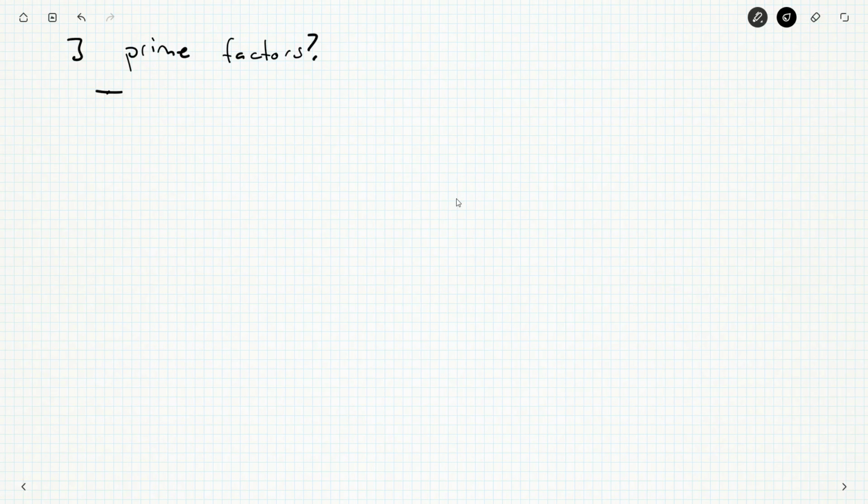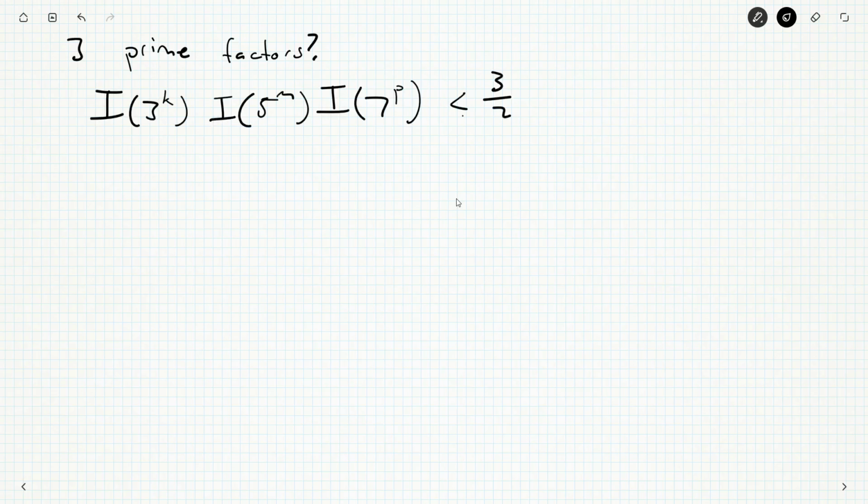So that would be something like, at best we would have I of 3 to the k, I of 5 to the m, and I of 7 to the p. I don't know. But that's going to have to be less than 3 over 2, 5 over 4, 7 over 6. And these are the best ones. No need talking about an 11 here. So that's 105 over 12 times 4, so 48. And that finally is greater than 2.